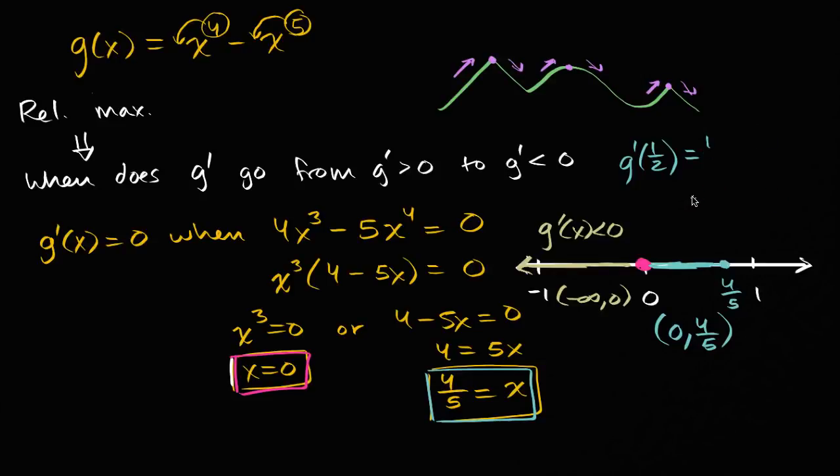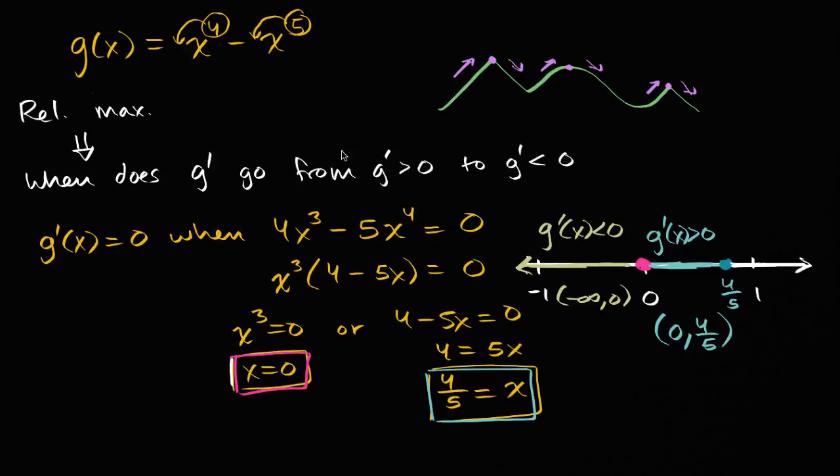So in this blue interval right over there, and actually let me put 4/5 in a different color so we see that it's not part of that interval. So in this light blue interval right here between 0 and 4/5, g prime of x is greater than 0. So we know our function is increasing. And so let's see what's happening to the right of this. And the easiest value to try out would just be 1.